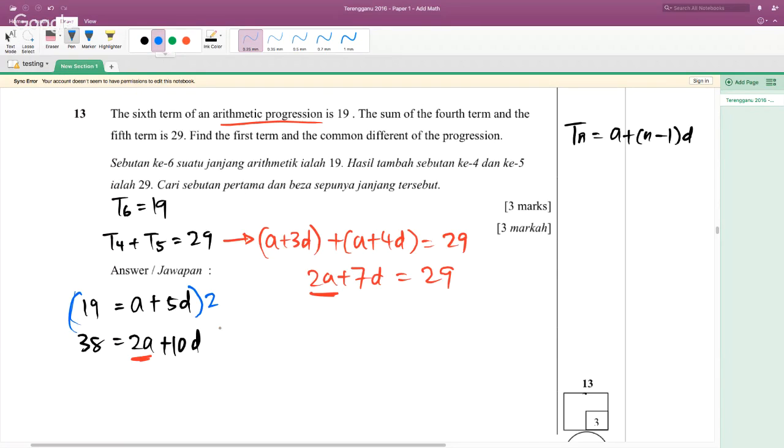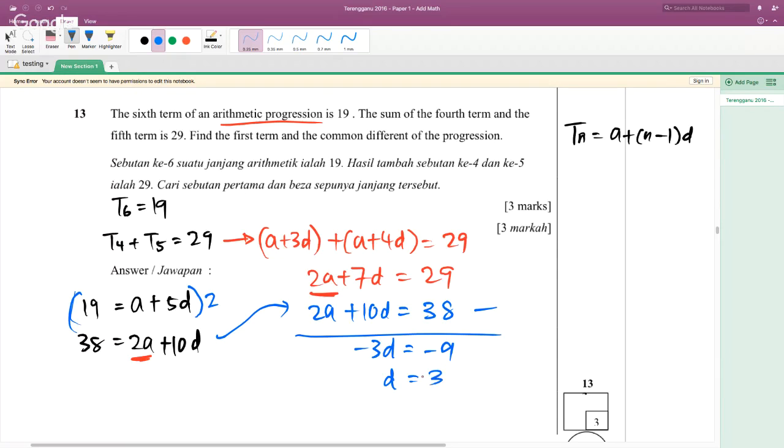All right, then I will just move this equation over to this side to subtract them. So 2a plus 10d equals 38. Then I subtract them. 2a minus 2a is 0. This one is negative 3d, this one is negative 9. So d equals 3. So a, I substitute it back into the equation before subtracting: 19 equals a plus 5 times 3. So a is just equal to 4. Okay, so you get a equals 4, d equals 3, just like this.